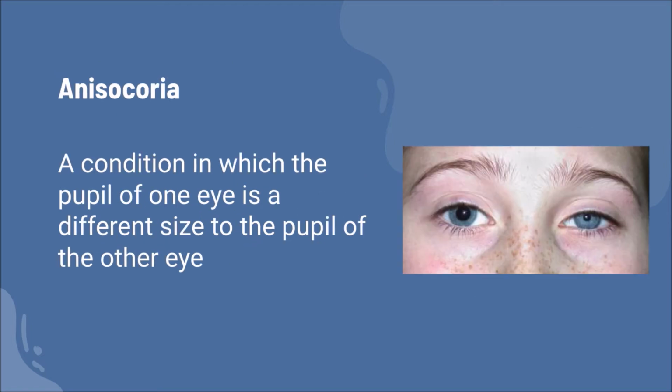Next, we have anisocoria. This is a condition in which the pupil of one eye is a different size to the pupil of the other eye. This usually results in blurred, double, or loss of vision. Causes may include ocular trauma, intracranial bleeding, and optic nerve inflammation.